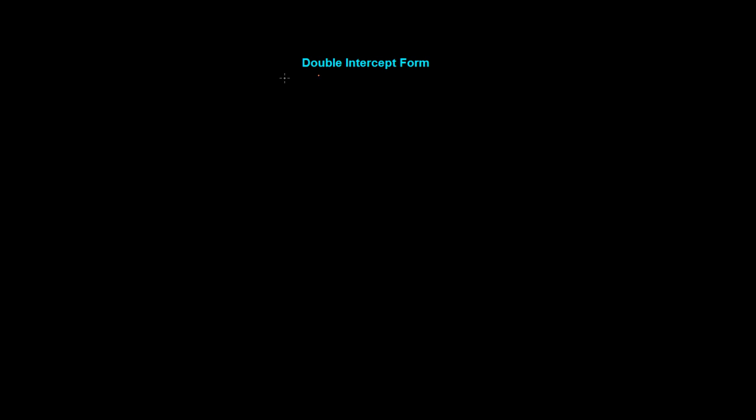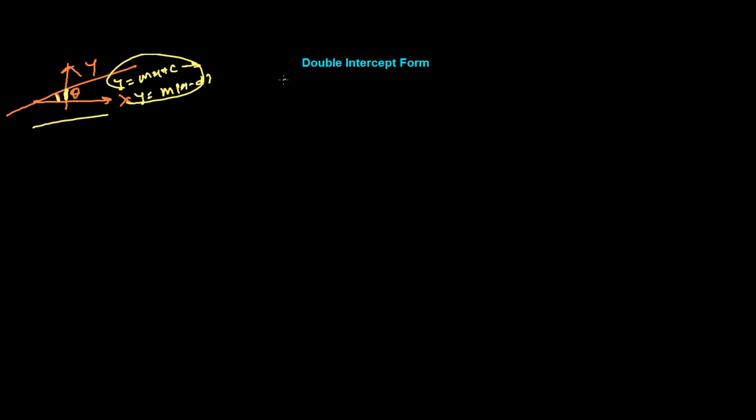Alright, so in the previous video we discussed the slope intercept form. Like this is my x-axis and this is my y-axis, and if we know the slope of the line and the x or y intercept, just like we have this y-intercept and we know the slope, in such cases we learned y equals mx plus c for the y-intercept, and for the x-intercept y equals m times x minus d. This equation we learned for the slope intercept form, and now we are going to learn the second standard form of equation, that is double intercept form.